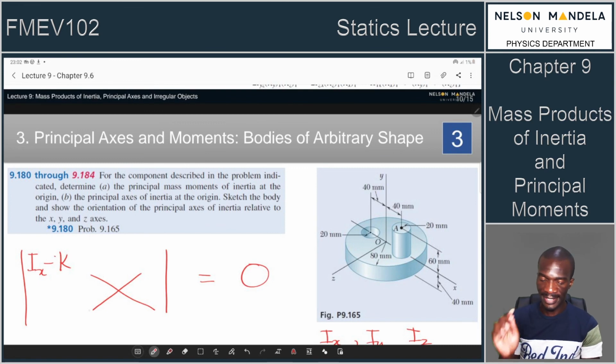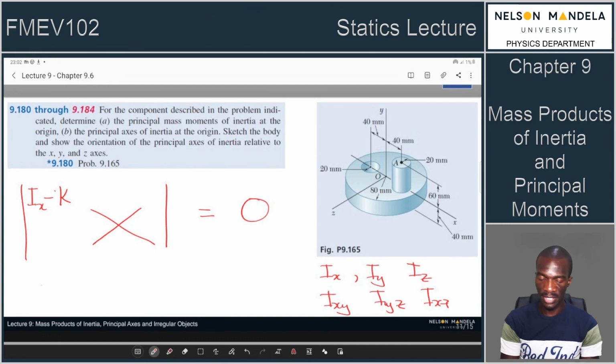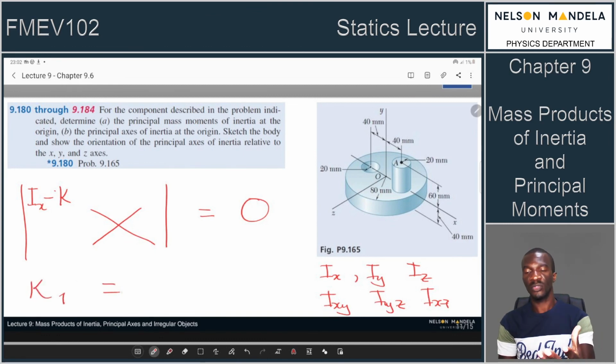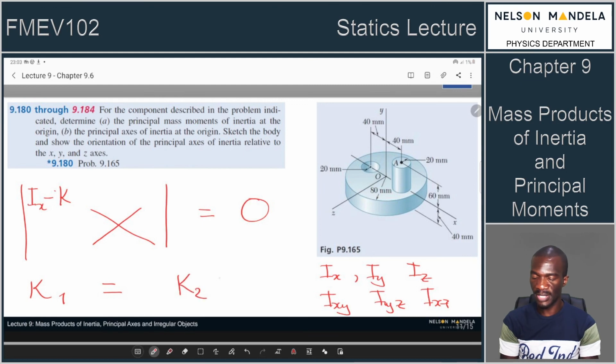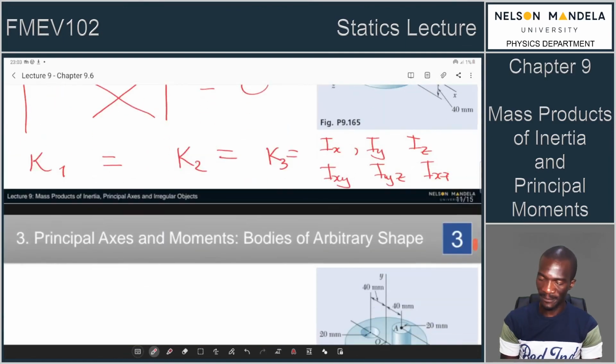If you then carry out that calculation, you will come up with a system of equations from which you can now find, for example, your k1 as one of the roots, and then you'll find a k2 as the second root, and your k3 as the third root. This actually defines your principal moment of inertia. So matrix 9.55 is the grail of bodies that are of arbitrary shape.